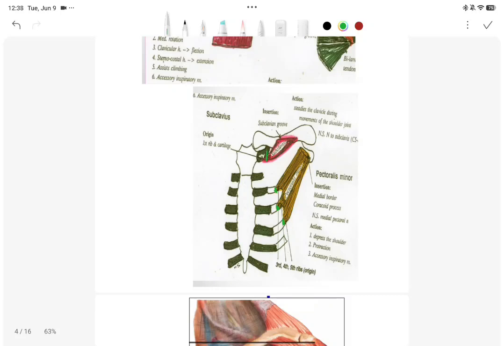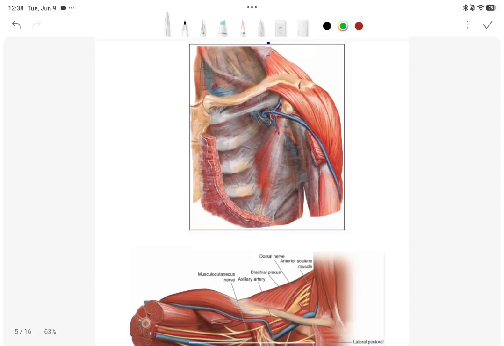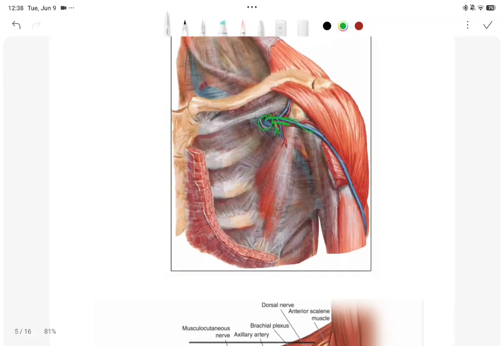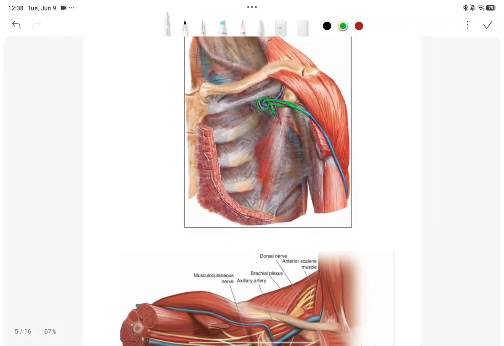It arises from the costal cartilage of the first rib and is inserted into the subclavian groove of the clavicle, and into the coracoid process of the scapula, and this is the clavipectoral fascia. There is the lateral pectoral nerve, the cephalic vein, and the thoracoacromial artery. There is the cephalic vein.